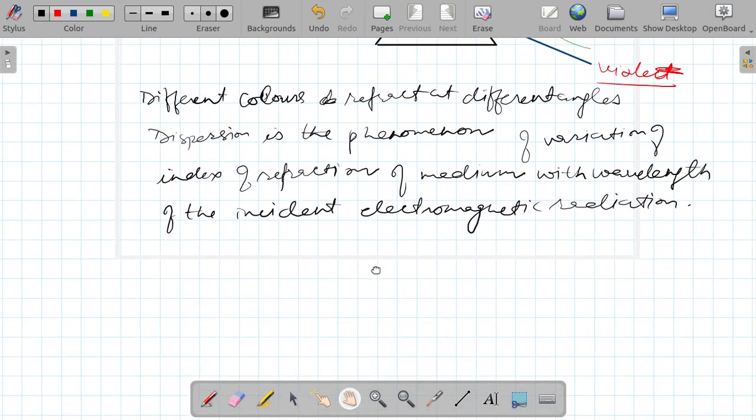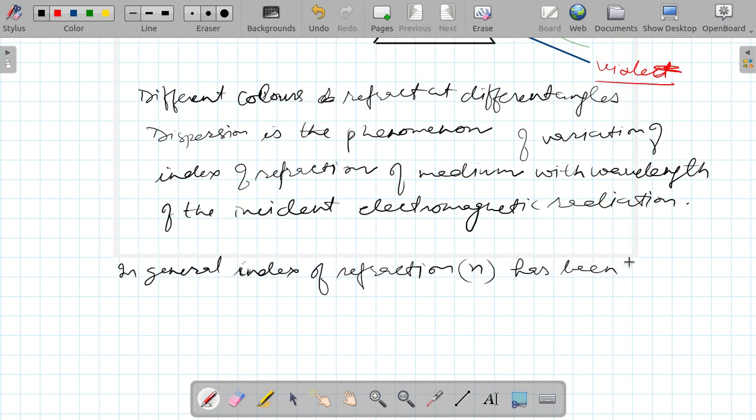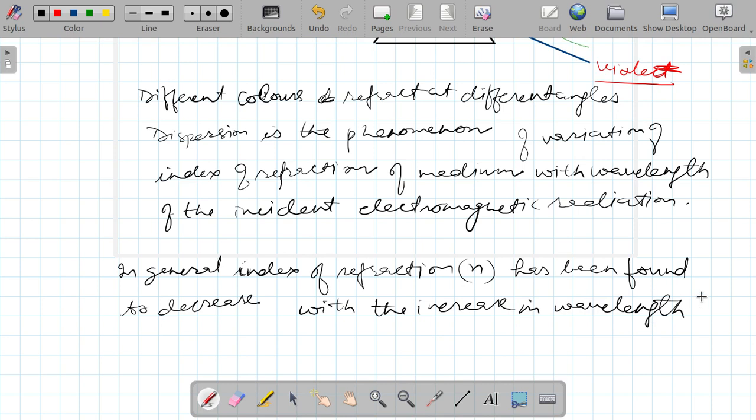In general, the index of refraction n has been found to decrease with the increase in lambda, or wavelength.